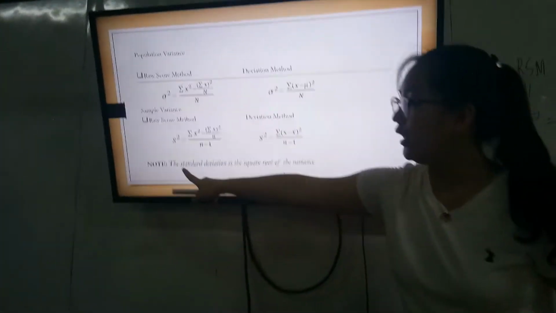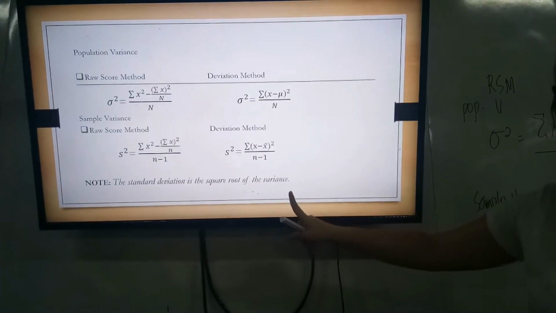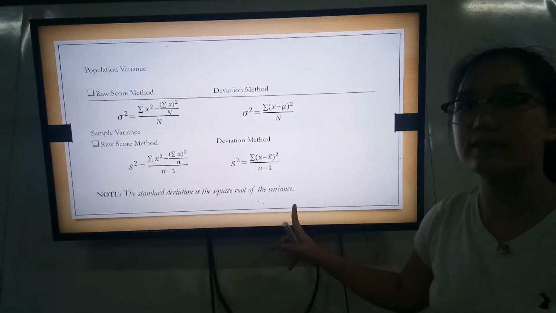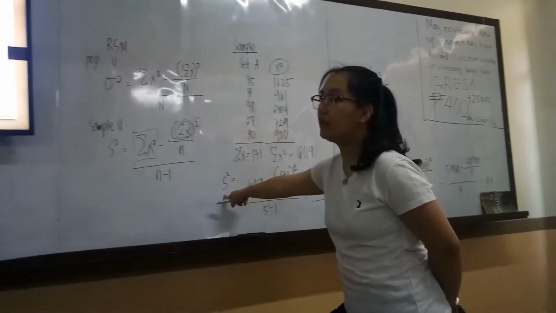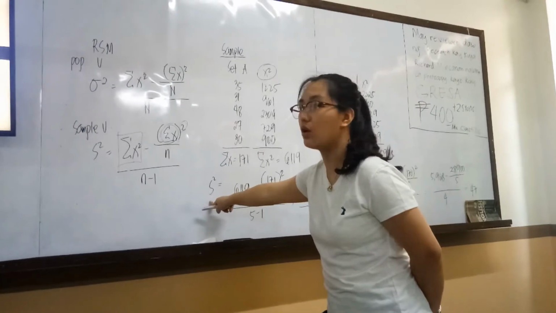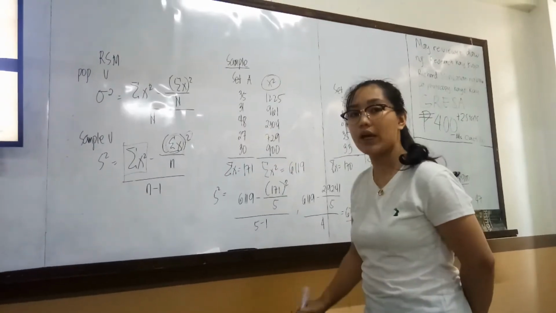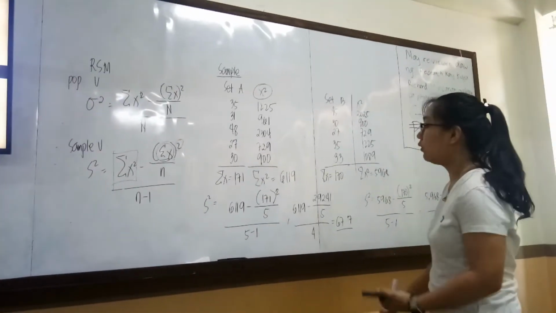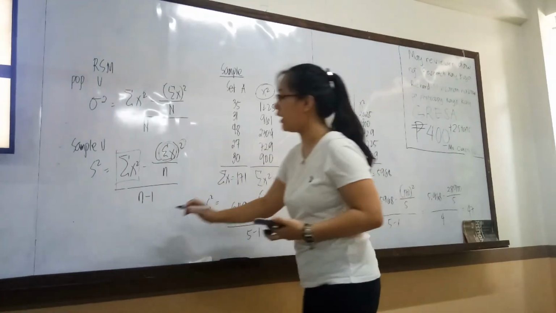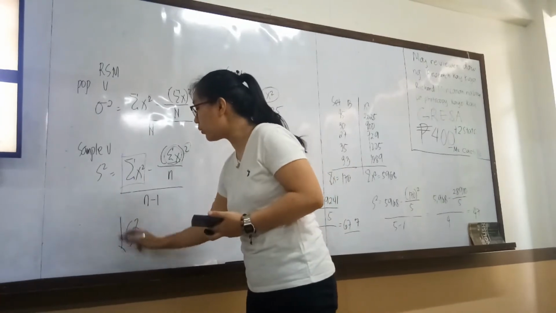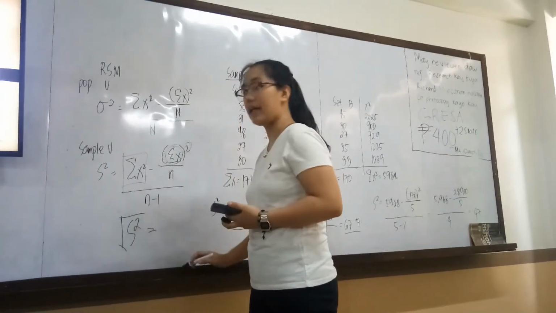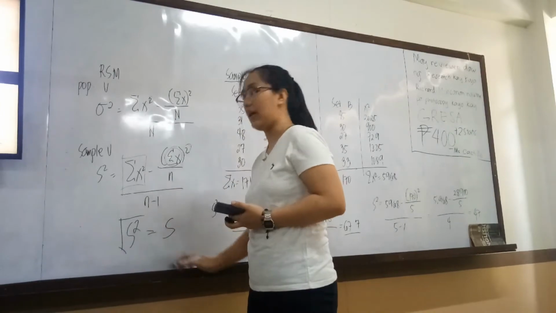So it says there on our PowerPoint presentation, the standard deviation is the square root of the variance. Okay. So ang ating variance is represented by s raised to 2. Ngayon, paano naman natin kukunin si variance? All we have to do is to take the square root. Kung i-square root natin s raised to 2, what will be the answer? It will be simply s.